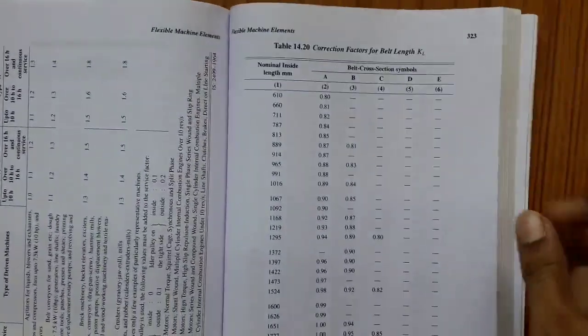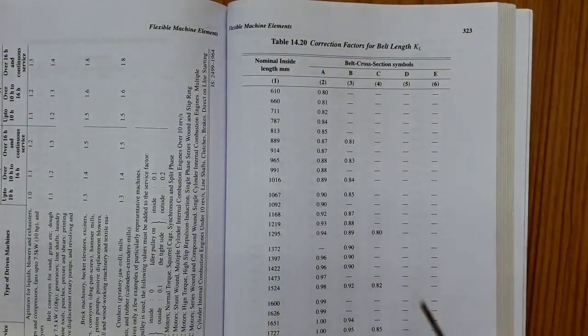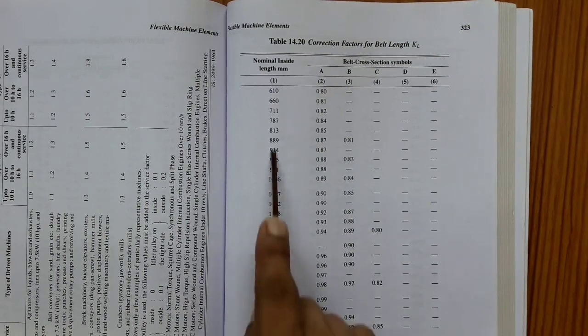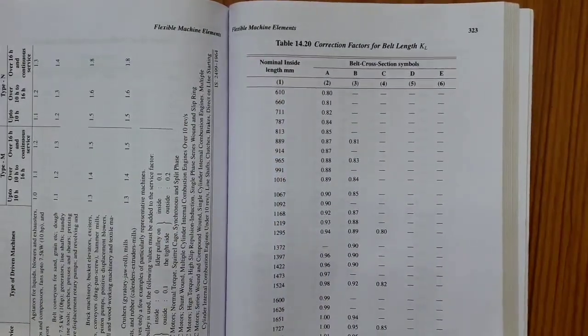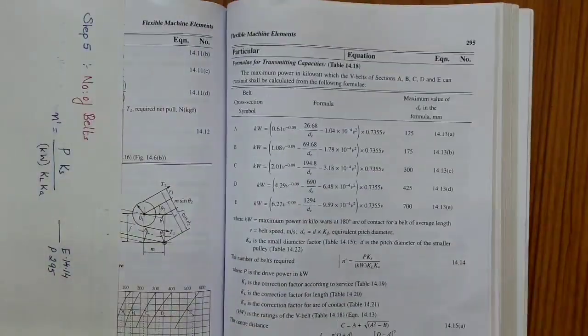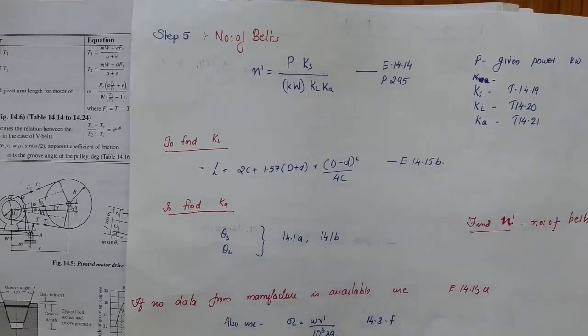Now comes the calculation of KL. KL is not calculated, it is selected from this particular table 14.20. Now the question is, how will you select the value of KL? This KL can be obtained from the table number 14.20 based upon the values of nominal inside length. So the next step is the calculation of length. For that you can use the equation 14.15b.